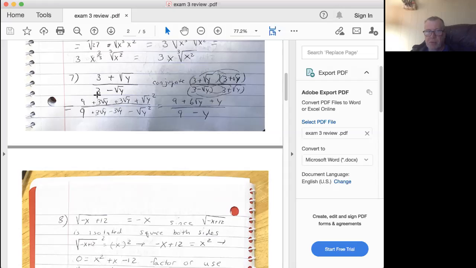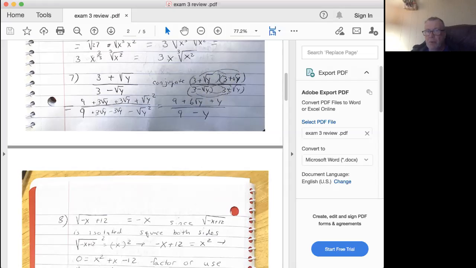3 times 3 gives us 9. 3 times the square root of y gives us 3 square root of y. Square root of y times 3 gives us a 3 square root of y again. And the square root of y times the square root of y gives us the square root of y squared. Squares and square roots cancel off, giving us just y. 3 square root of y plus 3 square root of y gives us a 6 square root of y. And then we have the 9. No like terms in the top, so that's our numerator.